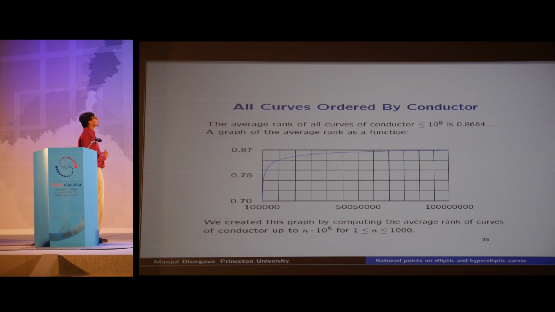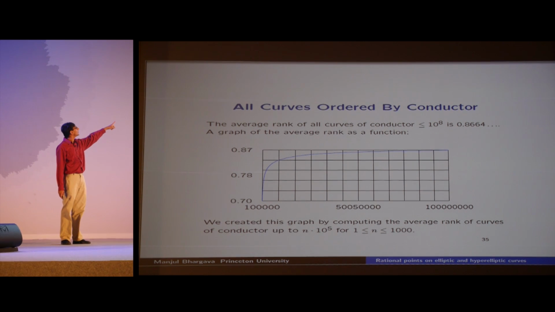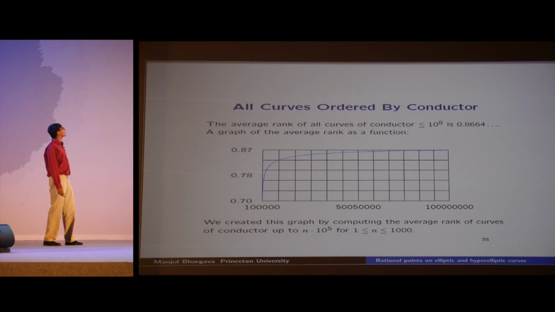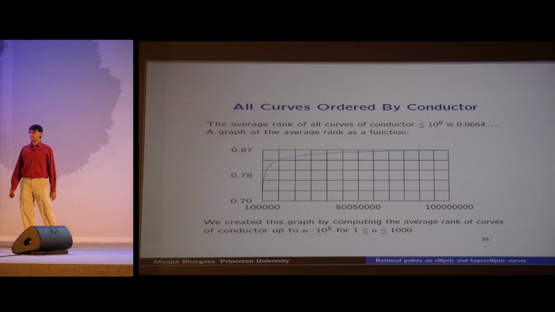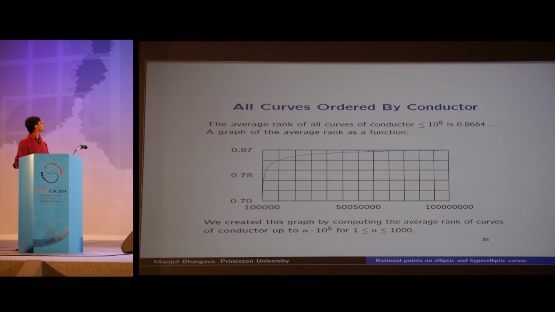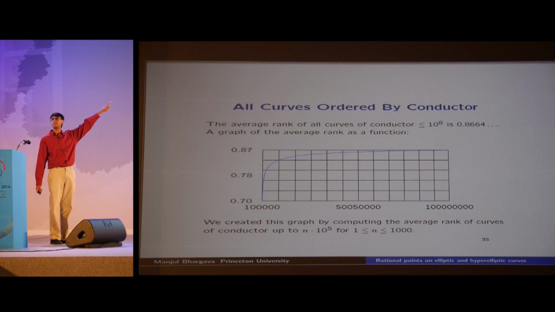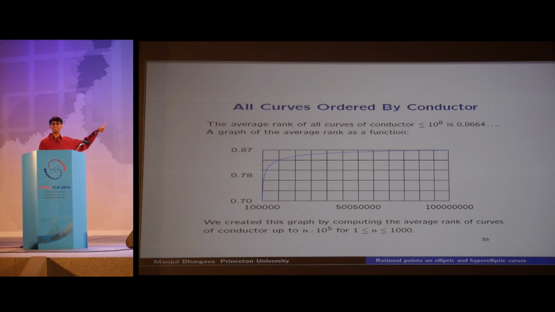So here's a graph of all elliptic curves ordered by conductor, starting at 100,000 and going up to 100 million. And what this graph is showing is the average rank of all curves up to that conductor. And as you can see, once you start with all the curves up to 100,000, the average rank is already bigger than a half. And then it's only getting bigger as you're going to higher and higher conductor. So this is not very good evidence for saying that the average rank is a half, given that the average rank is just increasing. And it's not even clear whether the average rank seems to be approaching an asymptote around 0.87 or something higher, or whether it's increasing forever. But it's certainly not obviously approaching a half.